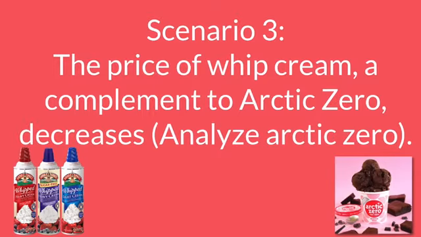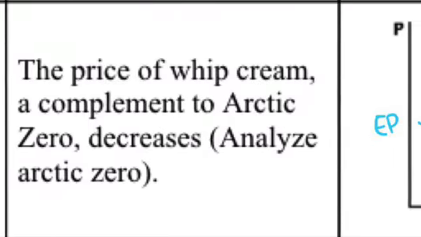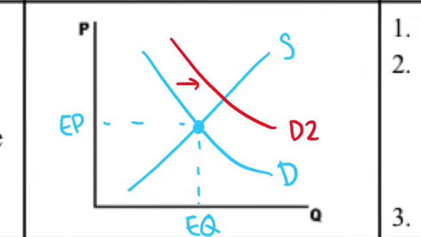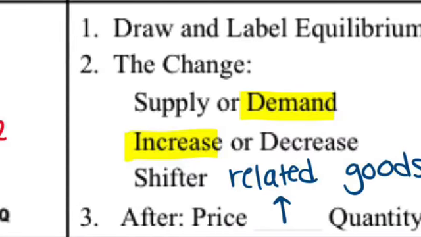If the price of whipped cream, a complement to Arctic Zero, decreases, what will happen to the curves for Arctic Zero? Did you say that the demand curve will shift right because of an increase in demand? This is because whipped cream and Arctic Zero ice cream go together like peanut butter and jelly.